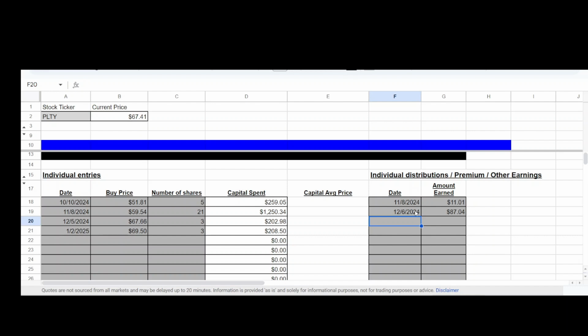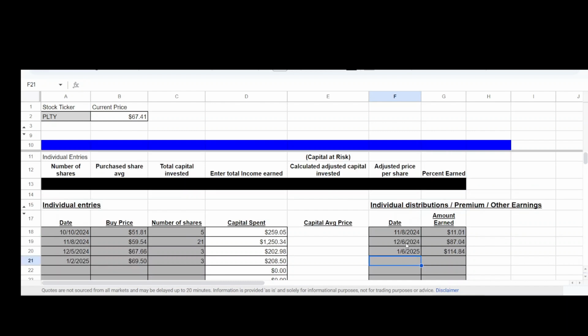And then, of course, the latest one that I have is for 1/6/2025. And that one was about a $3.59 per share price that we earned. So that gave me $114.84. So that is all of my distributions for PLTY.